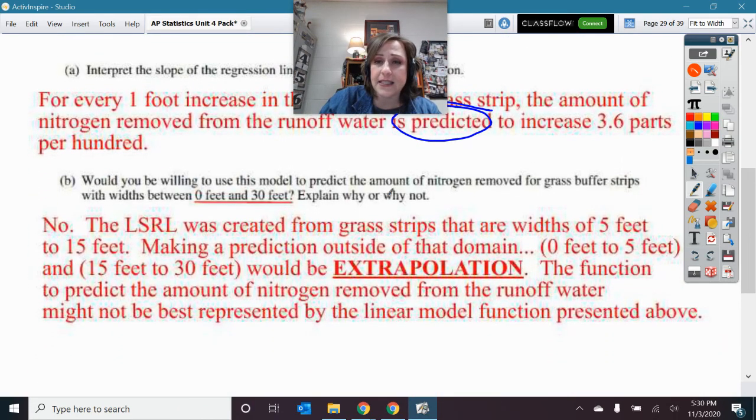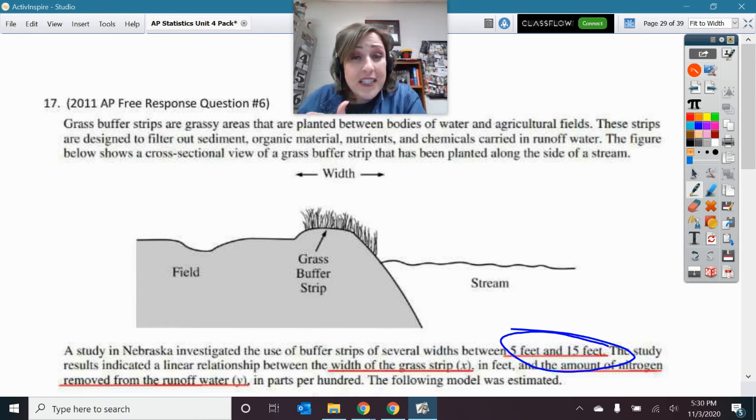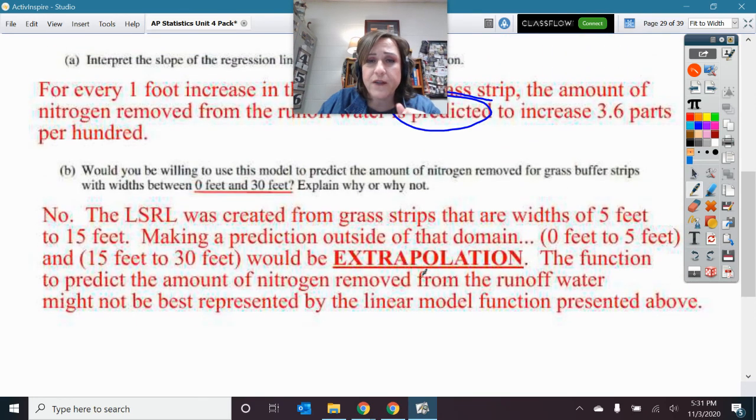All right, how about this? Would you feel comfortable making a prediction between 0 feet and 30 feet? Look, this is data for 5 to 15 feet. So for 0 to 5, I don't know what kind of results those are going to have. And I certainly don't know what the results are for 15 to 30. That's far outside the function that I'm confident in predicting. I'm only confident in predicting from 5 to 15. So that's extrapolation. No, I would not feel comfortable predicting out in those farther areas.